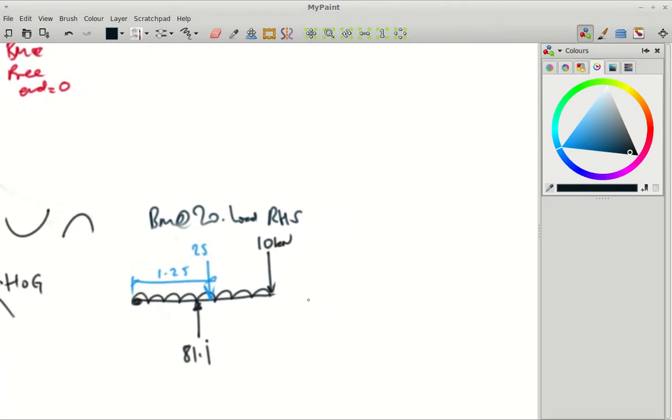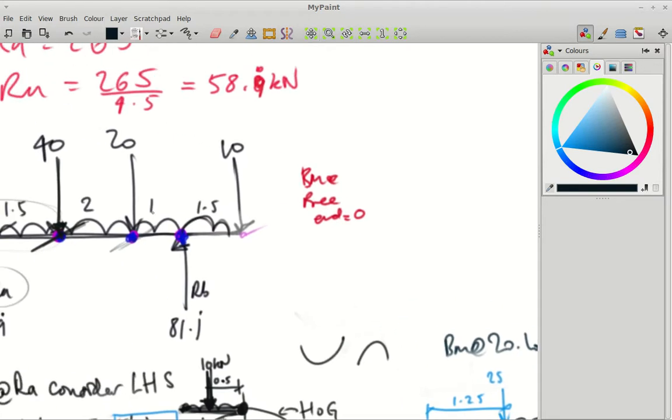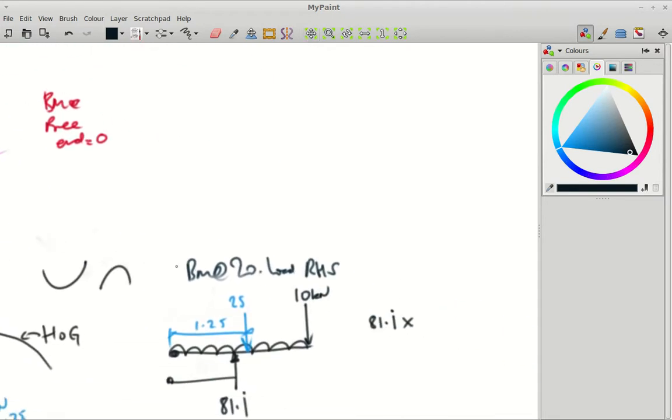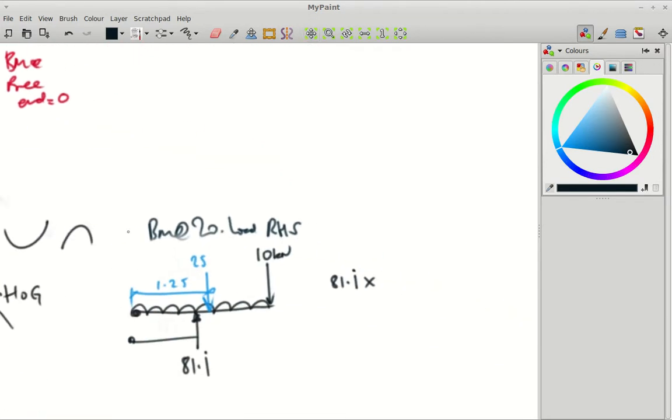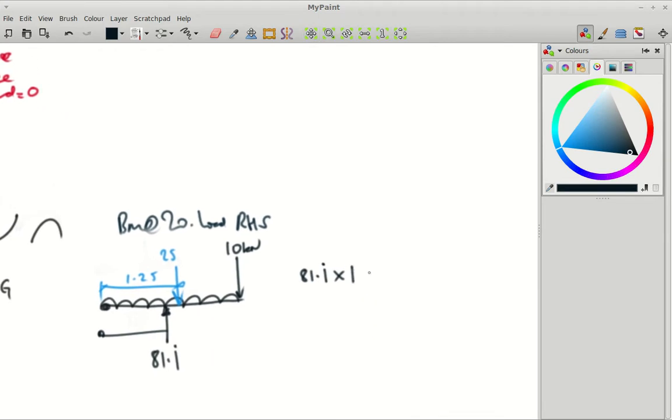Fine, that's no threat to us. We know what we're doing. So I've got 81.1 recurring times its distance to the pivot, and it is 1 meter, I believe. Yep, that's right. So 81.1 times 1 is going to give us an answer of 81.1 recurring kilonewton meters.